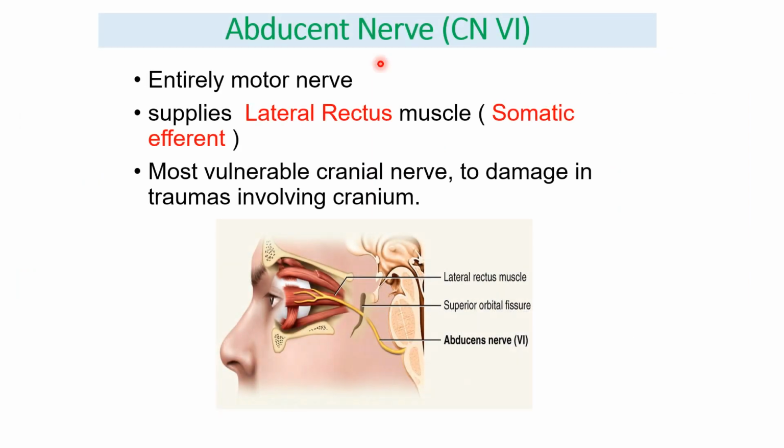Now coming to the last cranial nerve, which is the abducent nerve. The abducent nerve is entirely a motor nerve, and it supplies the lateral rectus muscle. So it is somatic efferent, similar to the trochlear nerve. It is the most vulnerable cranial nerve to damage in traumas involving the cranium.